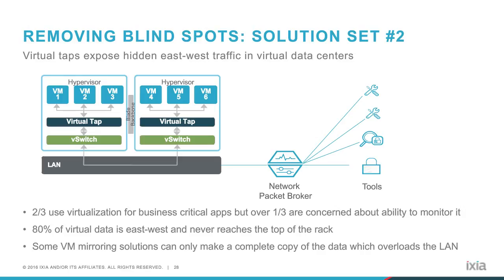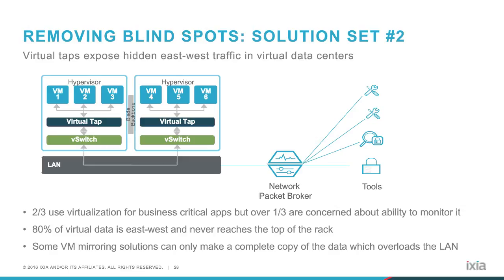While virtual data centers and virtualization technology have significant cost benefits, they can also pose a significant hurdle to network visibility. Ixia research from a 2015 survey report shows that two-thirds of those surveyed use virtualization technology for business-critical applications. At the same time, over one-third are concerned about their ability, or lack thereof, to monitor the virtual technology. Part of this is simply due to data access.